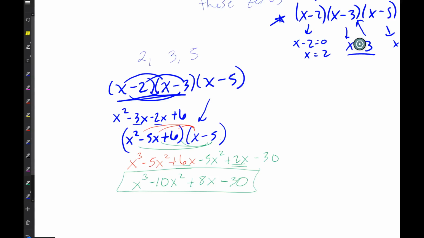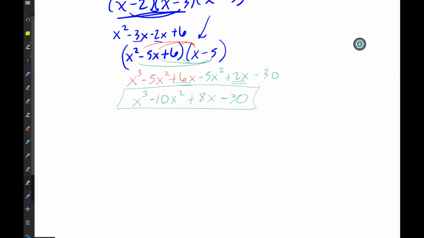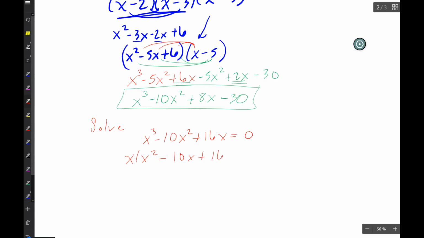Okay, what if they give you something like this, and they say solve, and you have x cubed minus 10x squared plus 16x equals 0. Good. x squared minus 10x plus 16. Factor. What could we do? Or what would that factor to be?